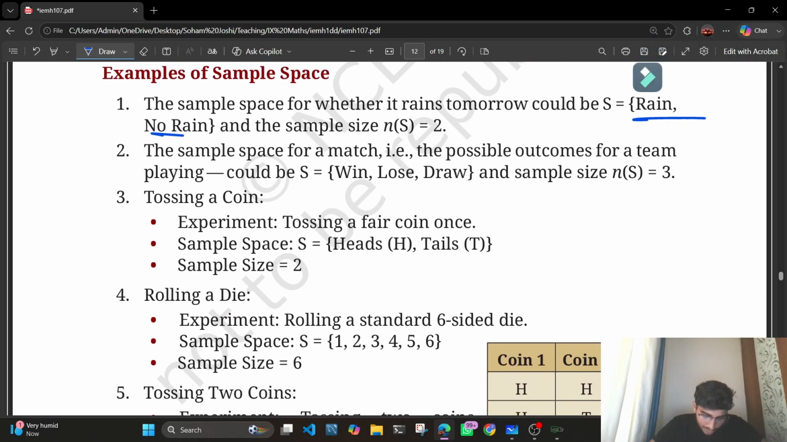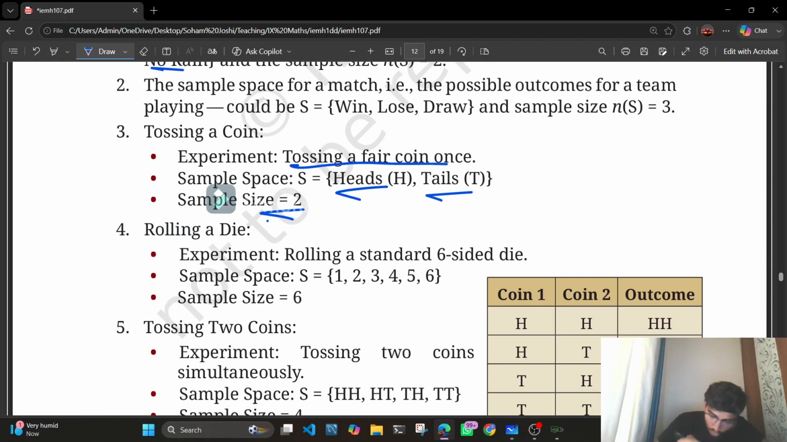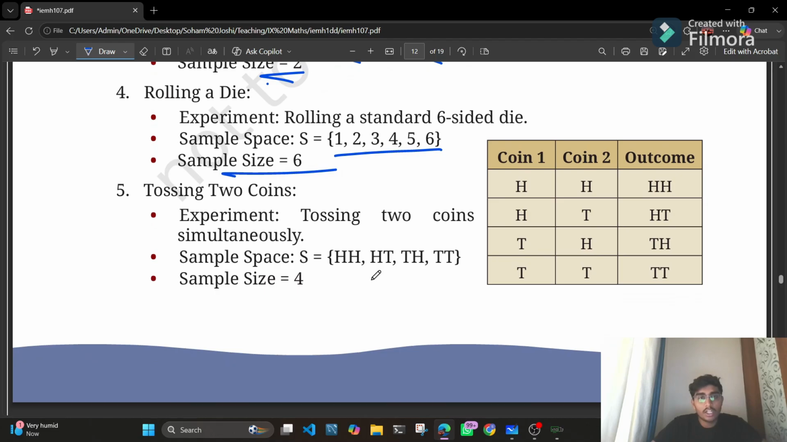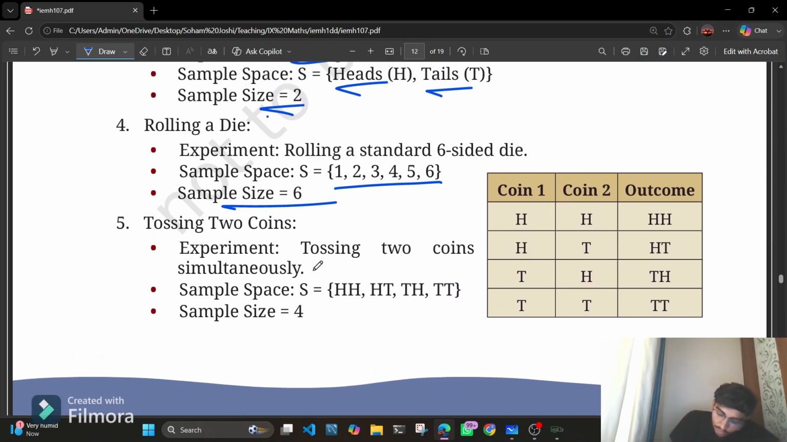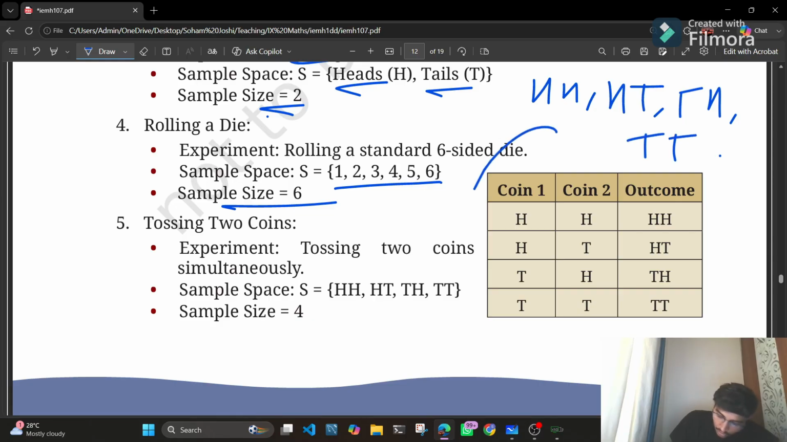Then you have tossing a coin. If you toss a coin, you could get either heads or tails. So the sample size is again two. Rolling a die: 1, 2, 3, 4, 5, 6. The sample size is six. If you toss two coins simultaneously, it might happen that both coins show heads, or one heads and one tails, or one tails and one heads, or both tails, right? So that is the sample space, and its size is four.